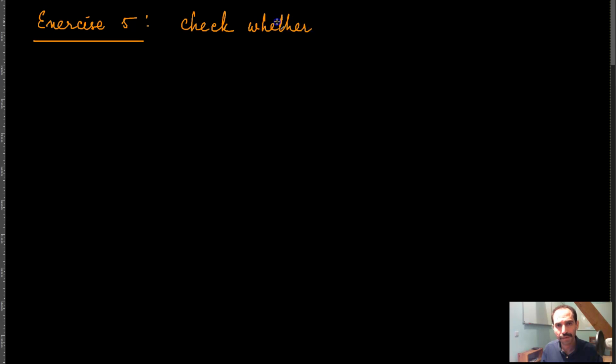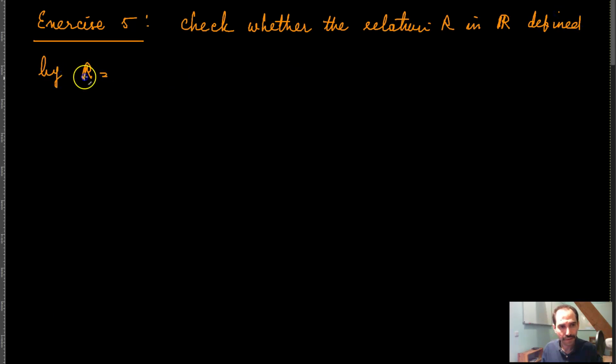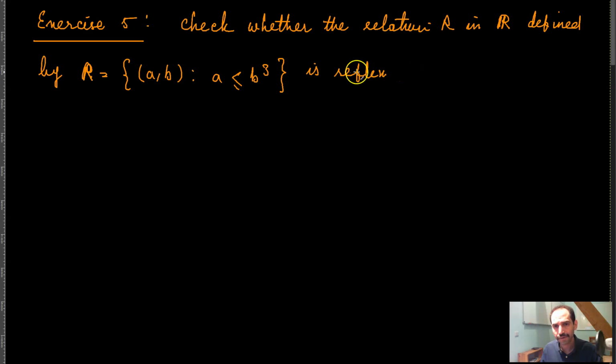Okay, so exercise number 5, you want to check whether the relation R in the set of natural numbers, defined by R equal to the ordered pairs (a, b) such that a is less than or equal to b cubed, is reflexive, symmetric, or transitive.